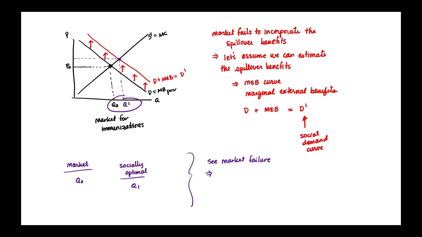What's causing this? Because people don't think of the benefits. Because people are making decisions based on their private benefits, right? So people make decisions based on their private benefits, and they ignore the external benefits in their decision making.